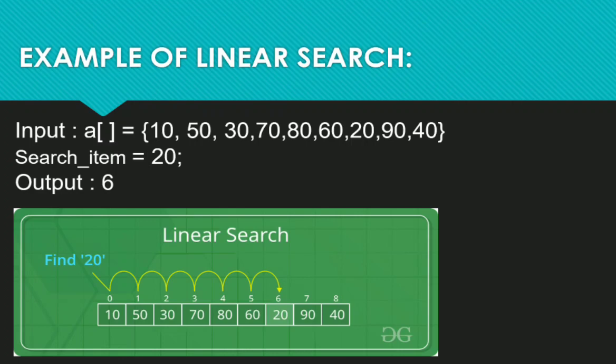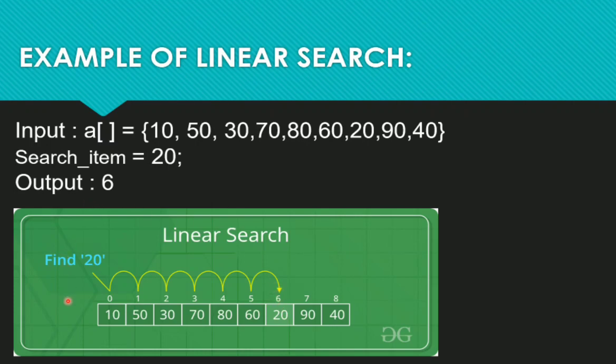Let's see an example of how it works. A is the input array with integer data type values 10, 50, 30 and so on. Let 20 be the search item, and output will store the index of the search item if found.